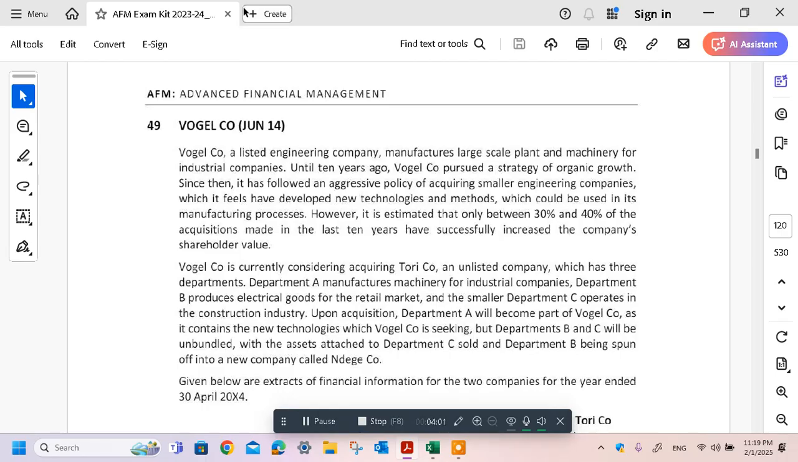Vogel Company, a listed engineering company, manufactures large-scale plant and machinery for industrial companies. Until 10 years ago, Vogel Company pursued a strategy of organic growth. Since then, it has followed an aggressive policy of acquiring smaller engineering companies, which it feels have developed new technologies and methods which could be used in its manufacturing process. However, it is estimated that only between 30% and 40% of the acquisitions made in the last 10 years have successfully increased the company's shareholder value. So that's the introduction paragraph.